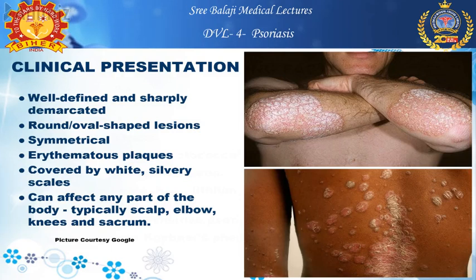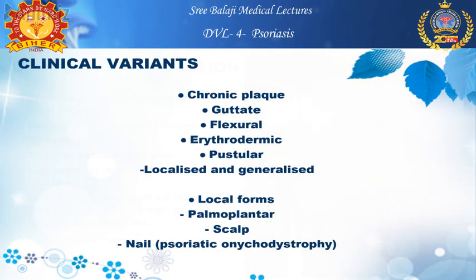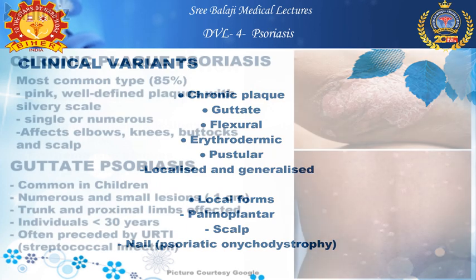Now, coming to the clinical presentation, the psoriasis can present with erythematous plaques with silvery white scales. It's extremely itchy, has a bilateral and symmetrical mode of distribution. While any site can be affected, the common sites include the elbows, knees, scalp, and the lower back. Psoriasis has a number of clinical variants, the commonest of them being the chronic plaque psoriasis, followed by guttate psoriasis, flexural psoriasis, erythrodermic psoriasis, and pustular psoriasis. And there are certain local forms of psoriasis, palmoplantar psoriasis, scalp psoriasis, and nail psoriasis.